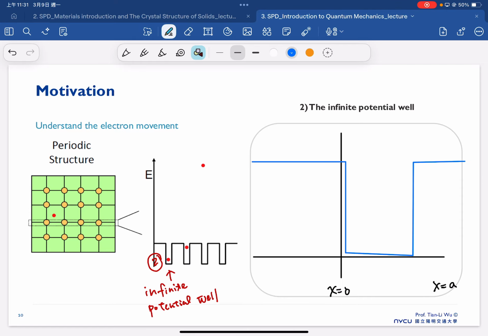And then we can divide it into several different regions, which are region 1, region 2, and region 3. And now we consider the electrons moving in region 3, in region 2.